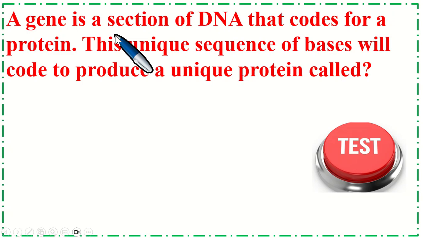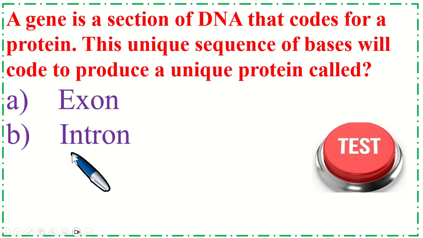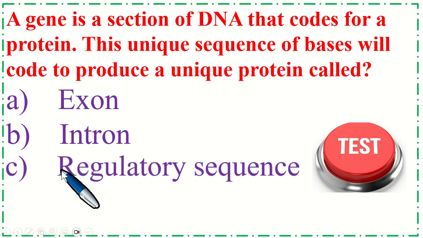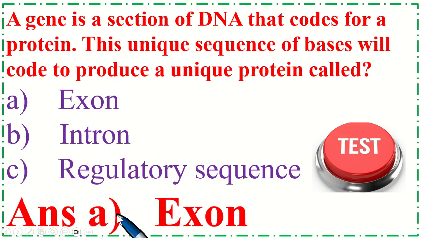A gene is a section of DNA that codes for a protein. This unique sequence of bases will code to produce a unique protein called option A exon, B intron, C regulatory sequence. So the correct option is A, exon.